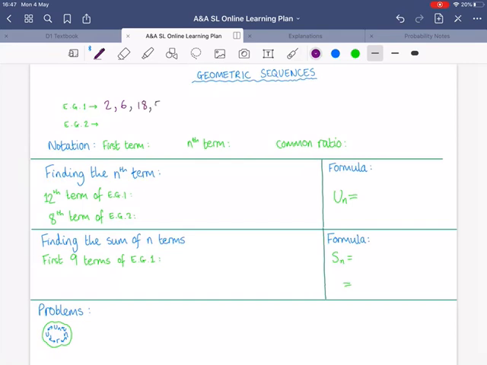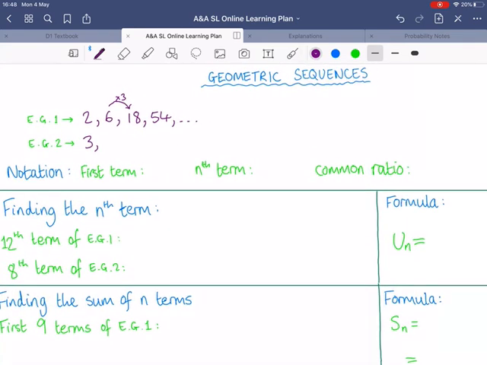Okay, so for example, we could have 2, 6, 18, 54, and so on. Here you may see that I am multiplying by 3 every time. Another example could be negative 3, negative 15, 75, and negative 375. Here I am multiplying by negative 5 between every term.